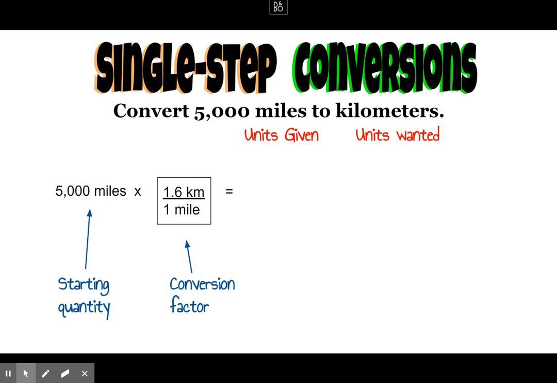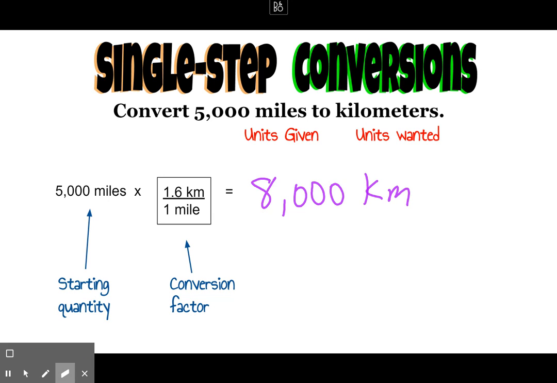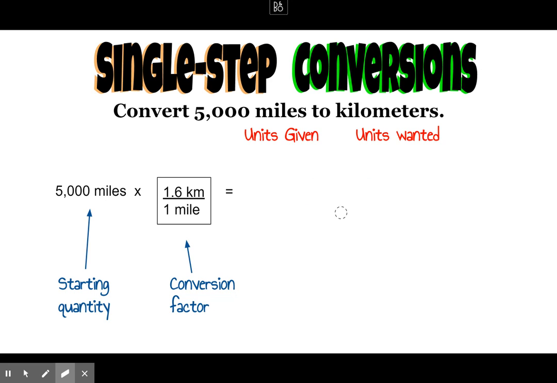So we start with our 5,000 miles and then we use our conversion factor. So there's 1.6 kilometers in 1 mile. So that's our conversion factor. And so we'll see here our miles cancel each other out. So we know we're going to end up in our units that we want, kilometers. So all we have to do is do the math. We know 5,000 times 1.6 when we punch it into our calculator is going to get us to 8,000 kilometers. And that's how we'd work out that one. Take a moment and erase this, and we'll go to the next slide.